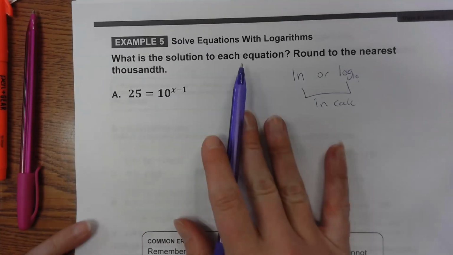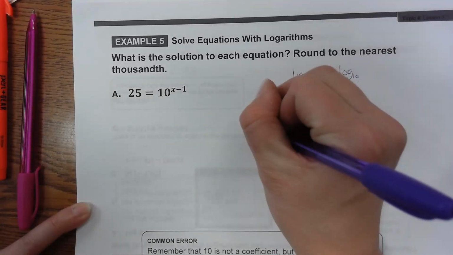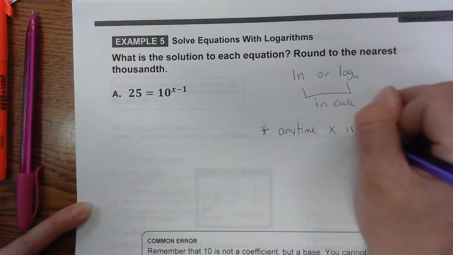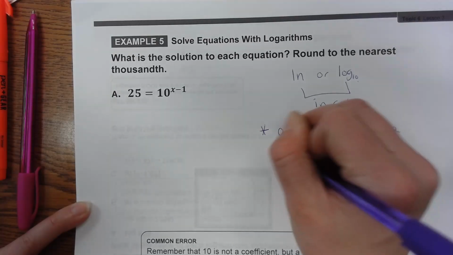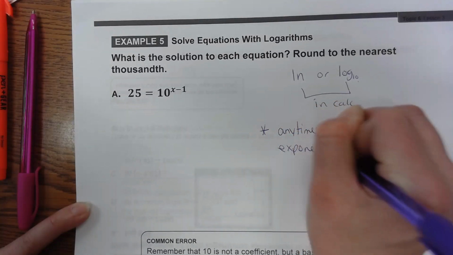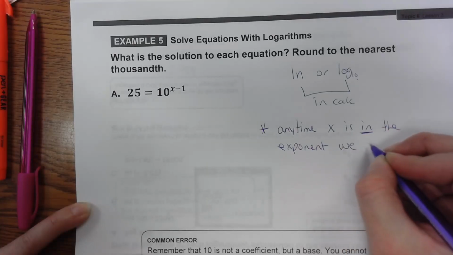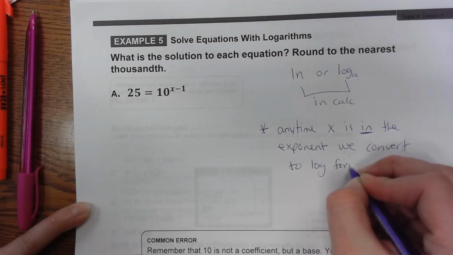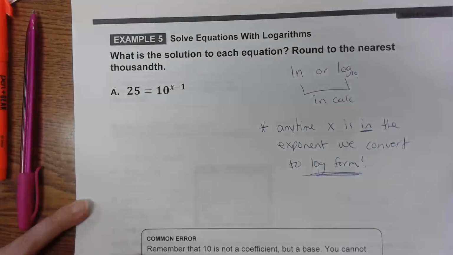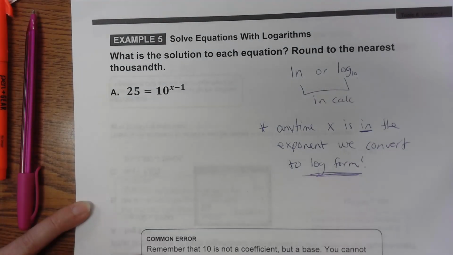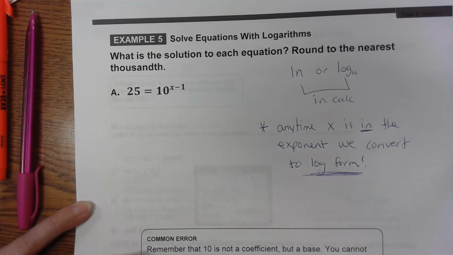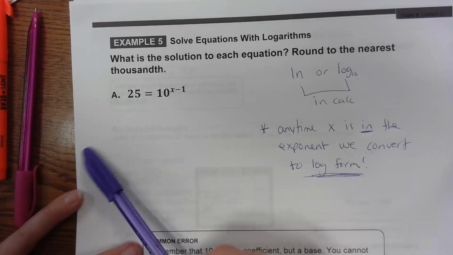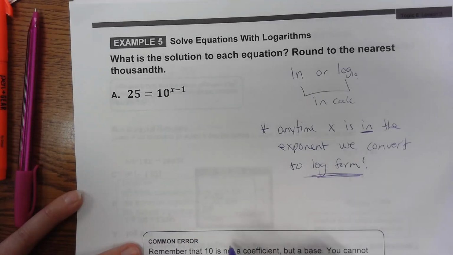Okay, so what is the solution to the equation? Here's my hint. Anytime that x is in the exponent, we need to convert to log form. Why? Because logs are equal to the exponents. That's the only way you can bring your exponent down. So if I'm an exponential and I can't solve this, then I'm going to switch forms. Anytime you can't solve it, you're looking to switch forms.